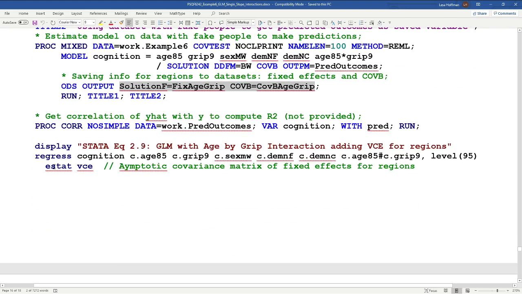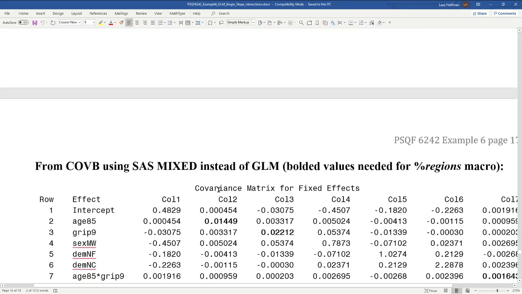Stata gives an option in their regress. It's estat vce. Estat is like things that you can ask for after estimation, and VCE is the analog to COVB, the asymptotic covariance matrix. So that is how you would get the same information to be able to compute regions yourself.